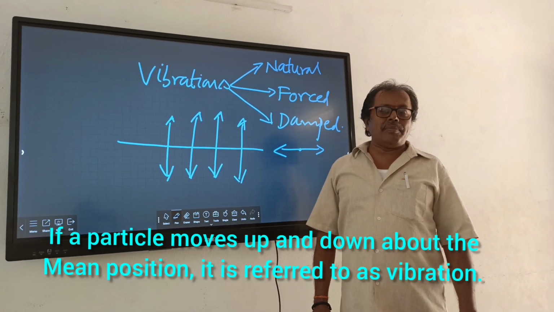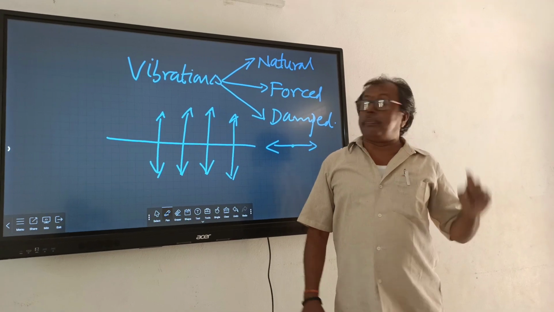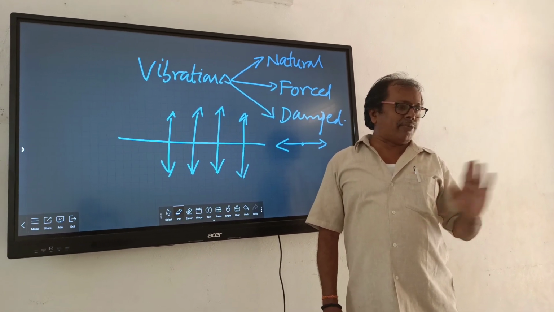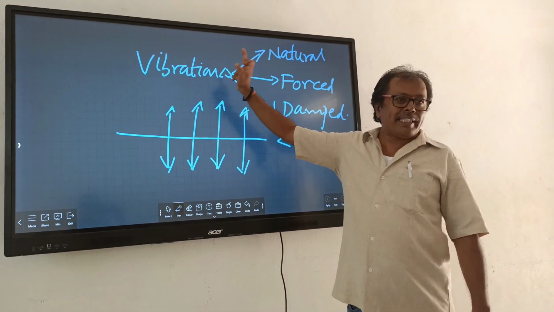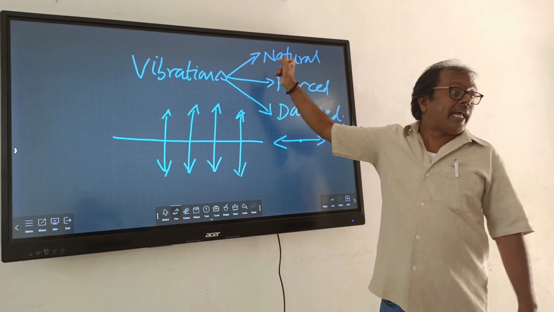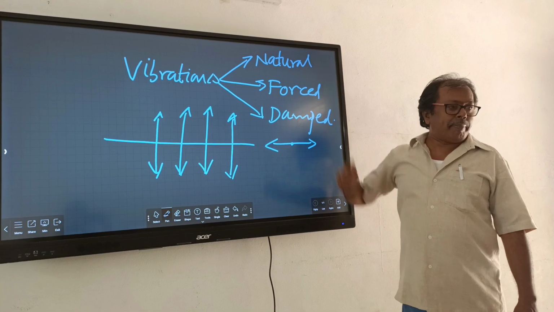So generally, sound is produced by a vibrating body. All bodies do not produce sound on their own. Sound is produced by a vibrating body. So basing on this, vibrations can be classified into three categories. What are they? Natural vibrations, forced vibrations, damped vibrations.